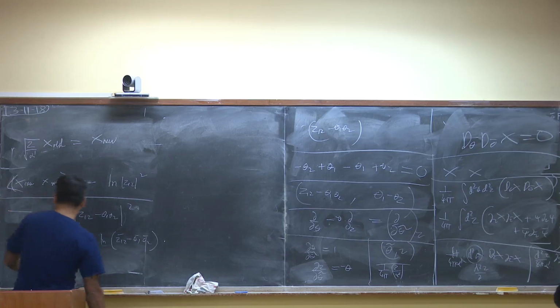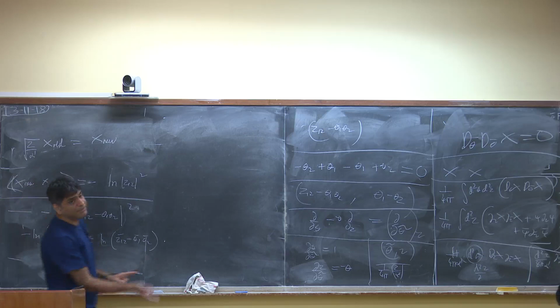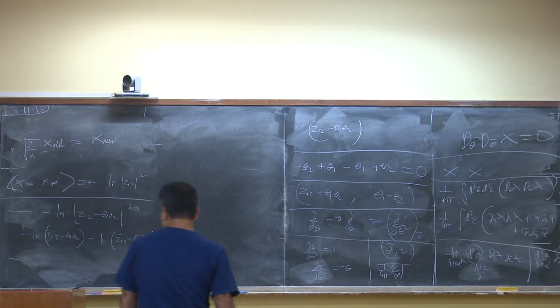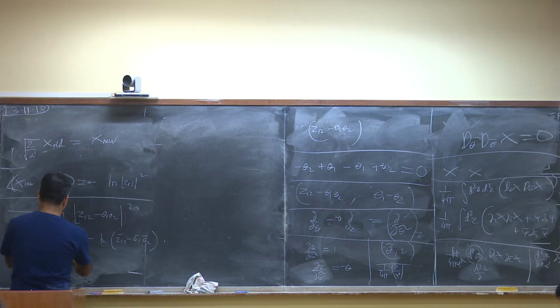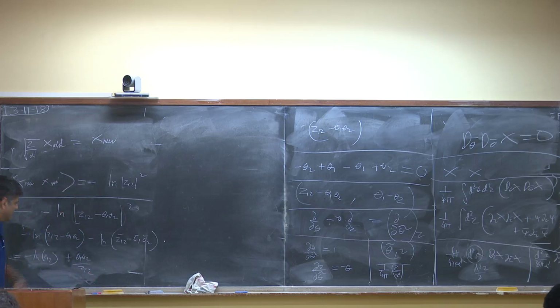Now each of these terms, you only keep the first term of the Taylor expansion because theta1 theta2 squared is 0. So that is equal to minus log of z12. Now let's keep our wits about us. Minus, so that cancels, plus theta1 theta2 by z12. And similarly on the bar side, I'm not writing the bar.